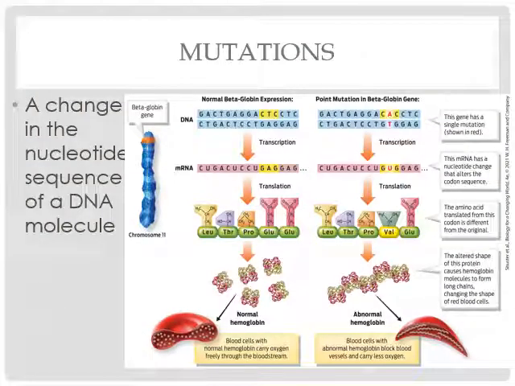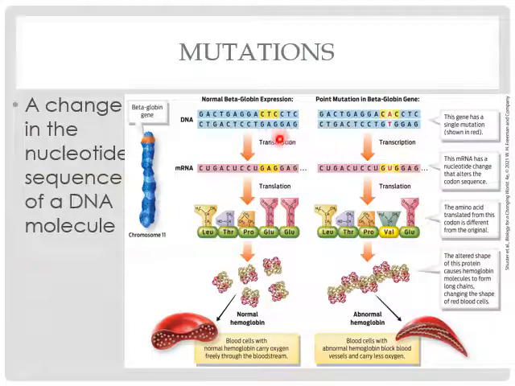So let's start off with what a mutation actually is. A mutation is a change in the nucleotide sequence of a DNA molecule. This chapter focuses pretty heavily on sickle cell anemia because that is a genetic mutation that we're looking at specifically in terms of how mutations occur and what can be done about them. But mutations, like I said, a change in the nucleotide sequence of a DNA molecule. So you can see here kind of the process that it goes through. This is actually for sickle cell anemia. So you can see what happens when it's normal and what happens once we have the mutation.